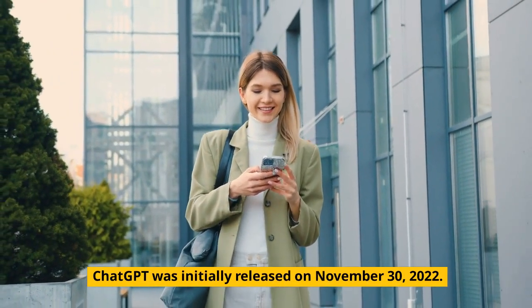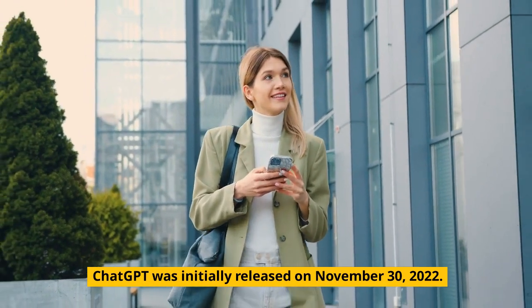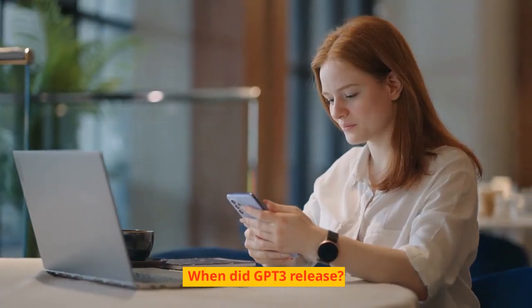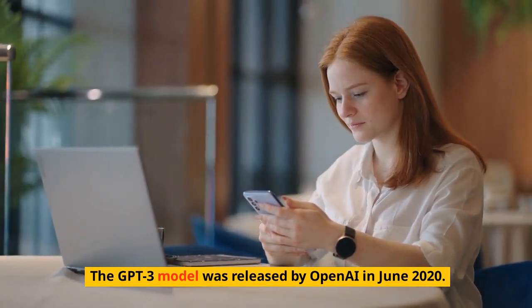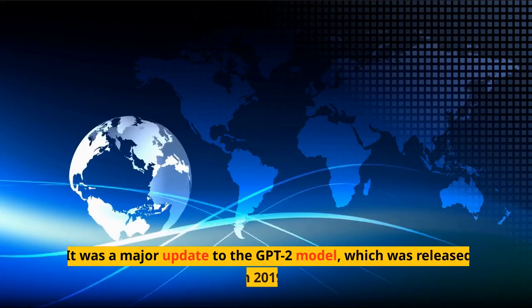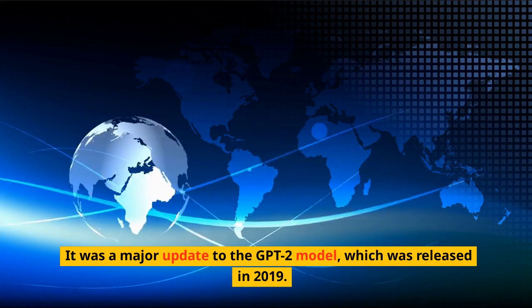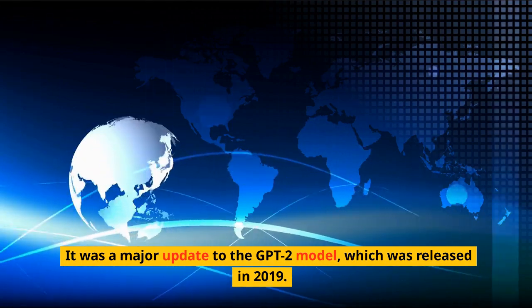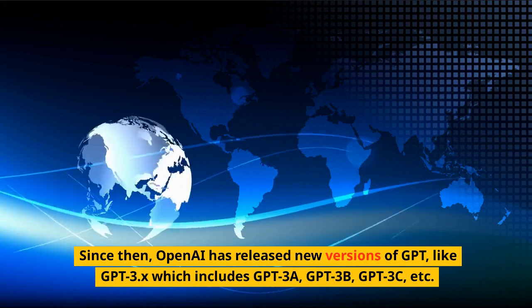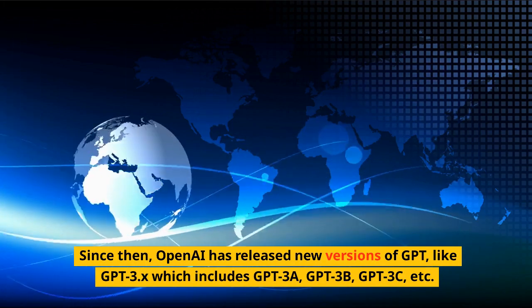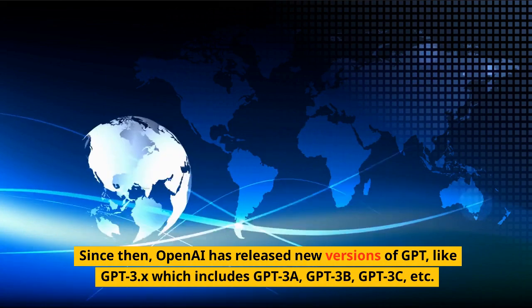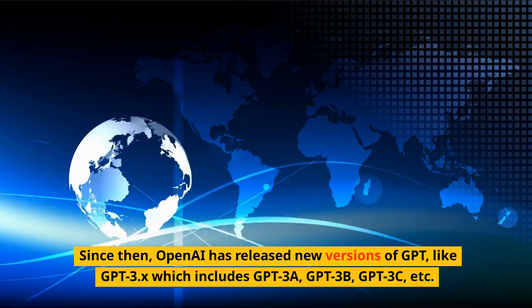When did ChatGPT release? ChatGPT was initially released on November 30, 2022. When did GPT-3 release? The GPT-3 model was released by OpenAI in June 2020. It was a major update to the GPT-2 model, which was released in 2019. Since then, OpenAI has released new versions of GPT, like GPT-3.x, which includes GPT-3a, GPT-3b, GPT-3c, etc.